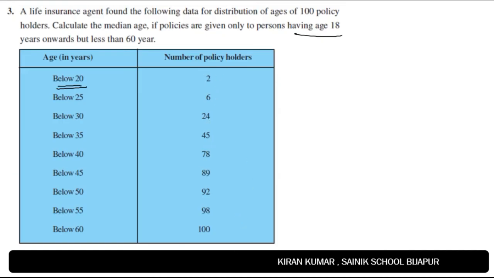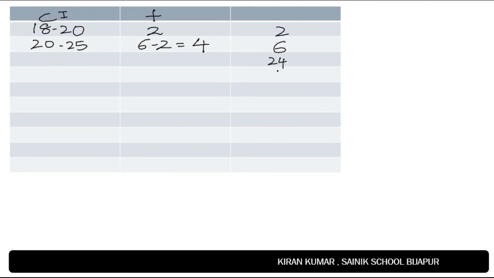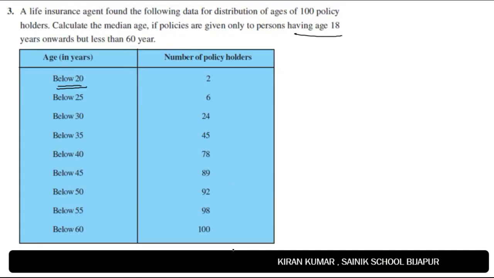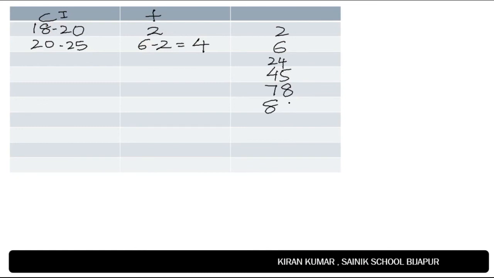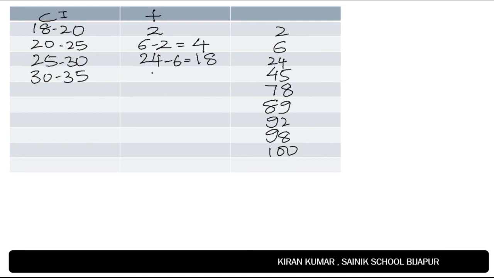2, 6, 24, 45, 78, 89, 92, 98 and 100. Now it becomes easy to write. So 25 to 30, how many? We need to subtract 24 minus 6. This previous one we need to subtract. We get 18. Next we have 30 to 35. We need to subtract 24 from 45. 45 minus 24 is 21.